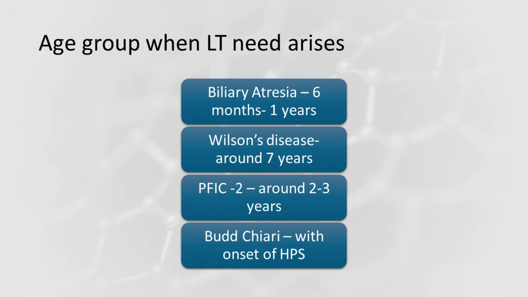Their reason for transplant would be intractable pruritus. Their pruritus is so bad that they'll end up getting a transplant. And as I told you, Budd Chiari, usually they come with hepatopulmonary syndrome, and that you would see around the first decade, not that early.